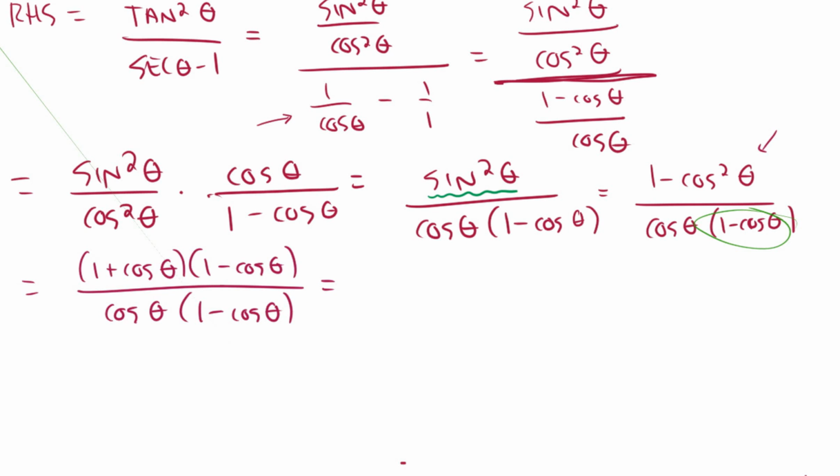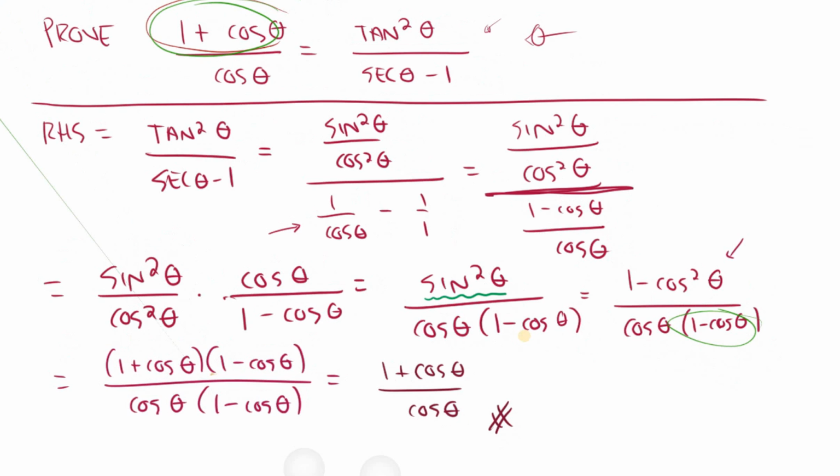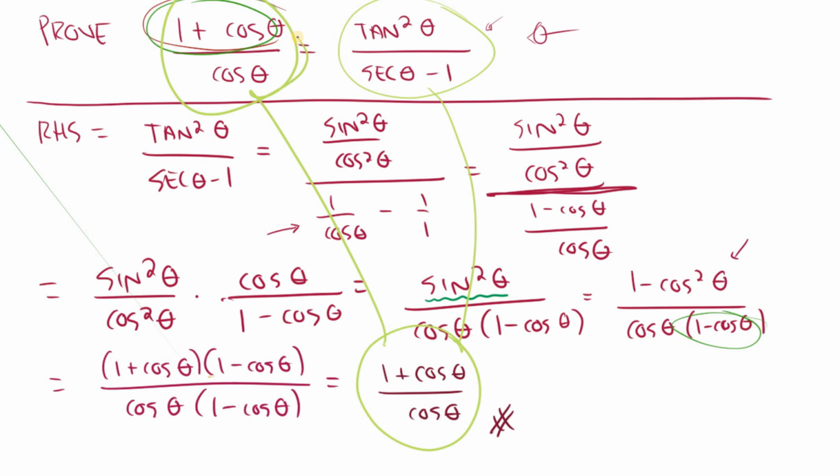Cancel these. Just to let you guys know, I don't like to cancel and mess up my proof. I want visually to be able to follow it without lines through everything. Final answer, 1 over cosine, 1 plus cosine over cosine, and that is my proof. I started with the right side. And I showed that it's equal to that, which is equal to that. Good luck.